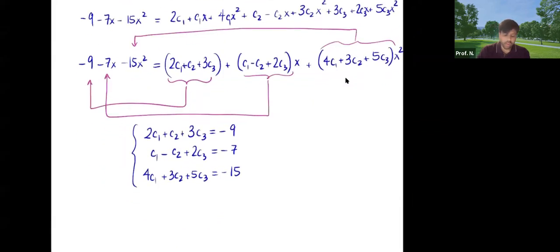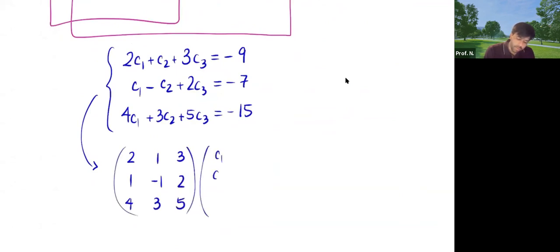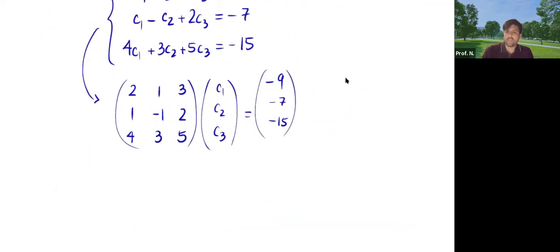That's right. From here, I can write it as a matrix equation: the matrix with rows 2, 1, 3; 1, -1, 2; 4, 3, 5, times C1, C2, C3 equals -9, -7, -15. And so now, Gershon, you're in luck because this is a coefficient matrix that's 3 by 3. So if 0, 0, do we just replace -9, -7 with 0? That's right, Ken. That's exactly what we do.